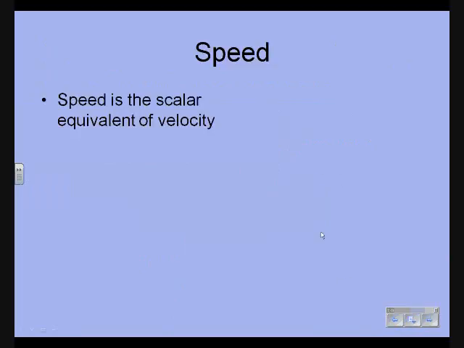Speed. Velocity has a scalar equivalent, and we call it speed. Speed is the scalar equivalent of velocity. Remember that a scalar value only has magnitude, no direction. So a lot of times we refer to speed as the magnitude of velocity. Why? Because it's only telling us how fast. It won't tell us which way.